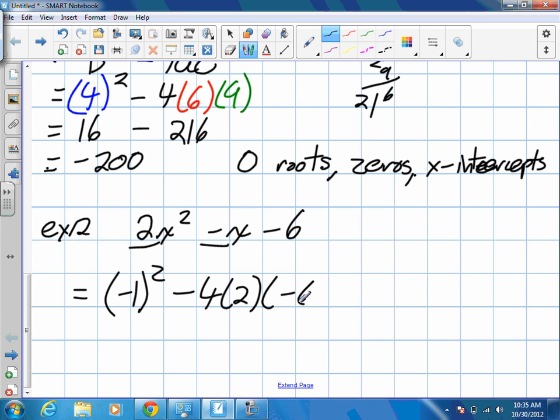Negative 1 squared is 1. Negative 4 times 2 is negative 8. Negative 8 times negative 6 is positive 48. 48 plus 1 is 49. This is a positive value. So how many roots are there? 2. We only have the options of 0, 1, and 2. If it's positive, that means there are 2 roots.